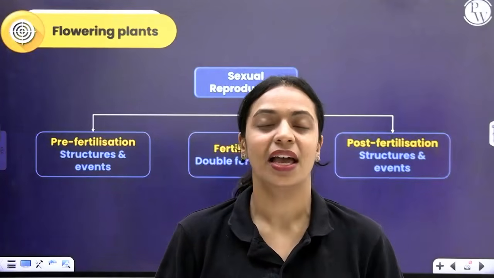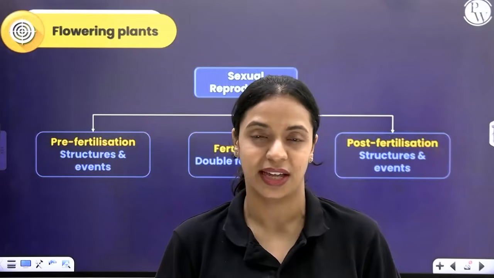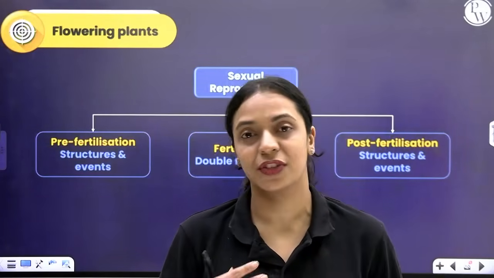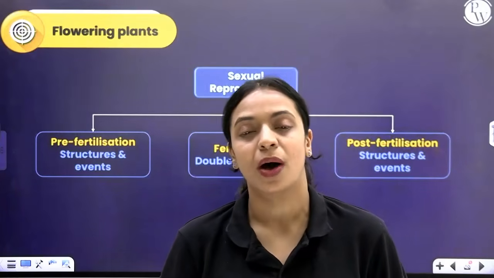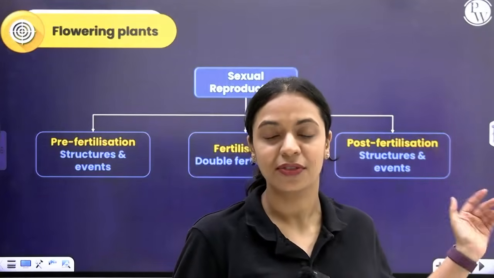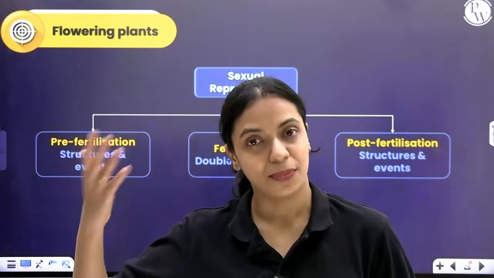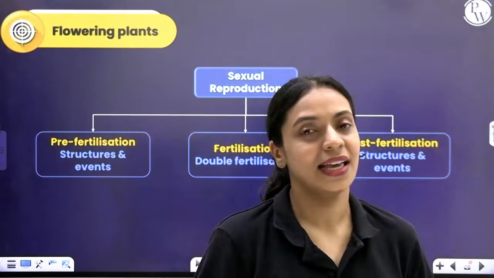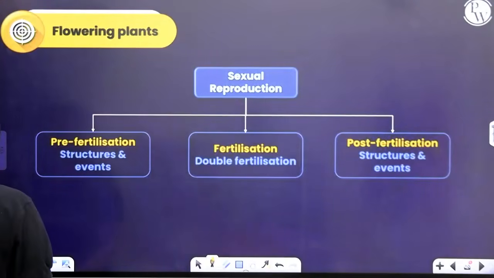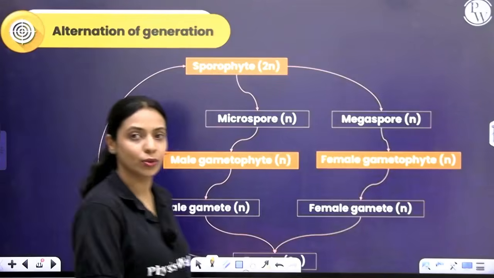How exactly it takes place, what happens there, how is it different from other types of fertilization, we'll learn about it in that. And after fertilization, whatever changes take place, whatever events take place, whatever structures form, about that we learn under post-fertilization structures and events. So the three parts are pre-fertilization events, fertilization, how does it take place, and post-fertilization events and structures.